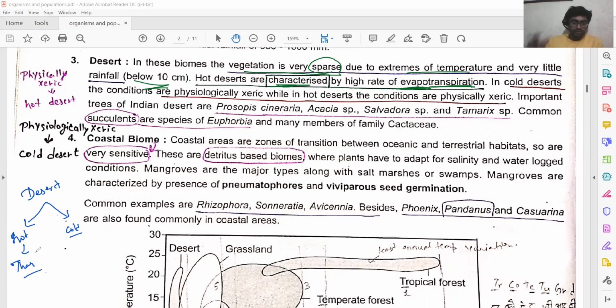I guess most of you must be thinking that a place full of sand is desert. No. A place lacking water is desert. A desert may be without sand, for example, Ladakh, which is a cold desert.